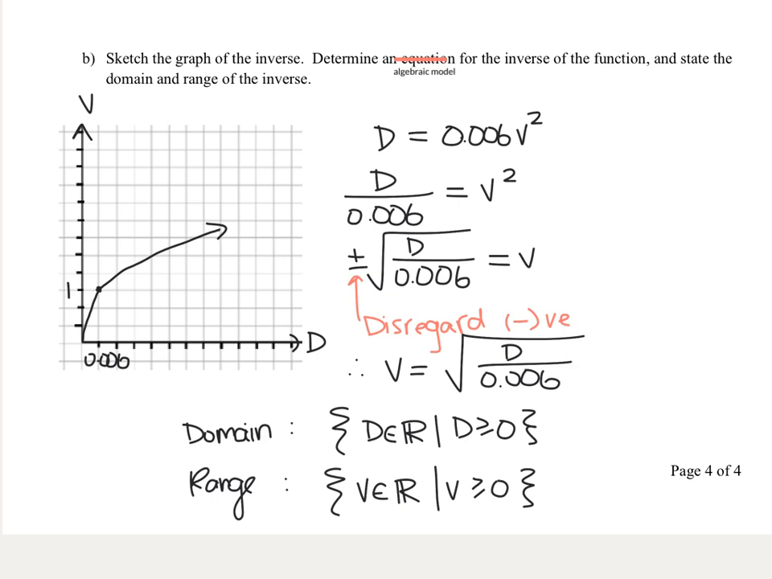So that's the first part of our lesson on inverses. For tomorrow's lesson, we're going to talk about what specifically we need to do in order to ensure that the inverse actually is a function itself.